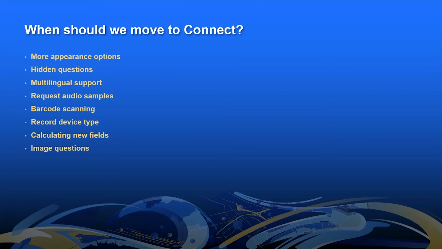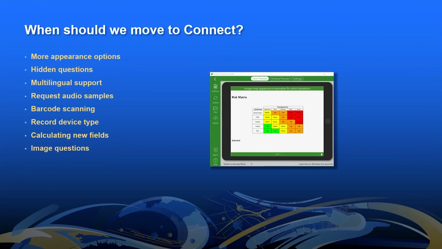We can also use multilingual support, so have different languages. We can also request audio samples, do barcode scanning, very handy for asset inspections. We can automatically record the device type that the survey's been filled in on. We can calculate new fields based on answers from previous questions we've asked the user. And finally, we can ask image questions. So this is just shown here, where the user can actually just click on a particular part of an image to submit their answer. It's more engaging, it's quicker for the user, it makes a nicer survey.